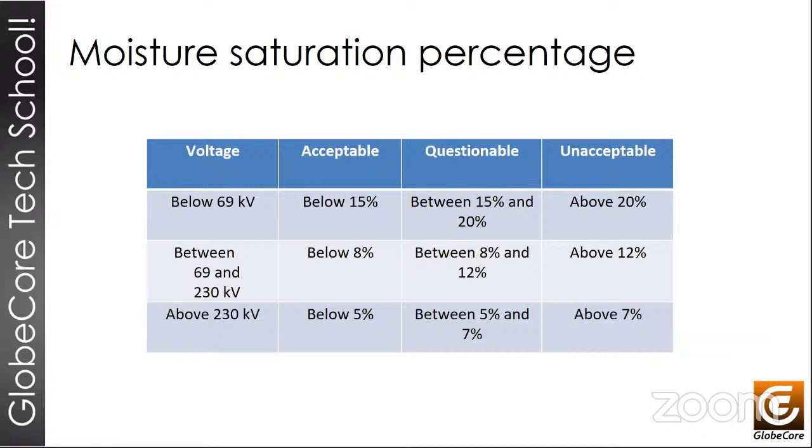Now, if we look at the bottom line of the table, we'll notice that for transformers above 230 kilovolts, the saturation values are quite a bit more stringent. For transformers with voltages over 230 kilovolts, the allowable value is less than 5% saturation. So 5 to 7% is problematic, and anything over 7% is unacceptable. Saturation has a serious effect on breakdown voltage, especially if tested in accordance with the ASTM D1816 standard. Next slide.